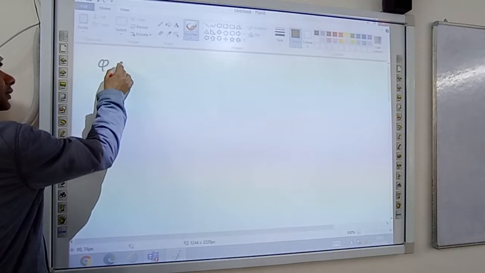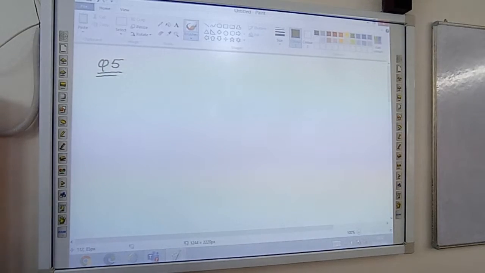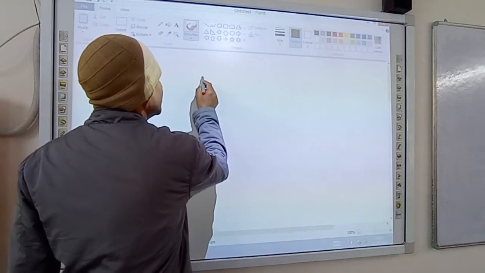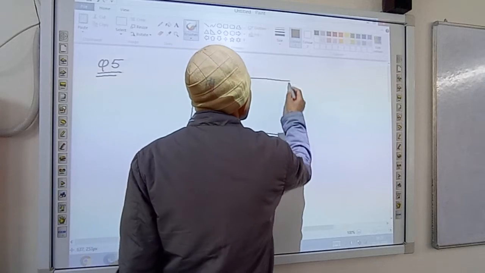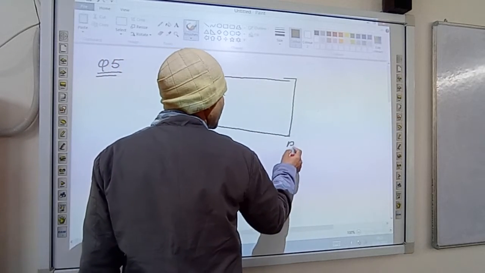Question number 5. Is it possible to design a rectangular park of perimeter 80 meter and area 400 meter square? If so, find the length and breadth. ABCD is a rectangular park.